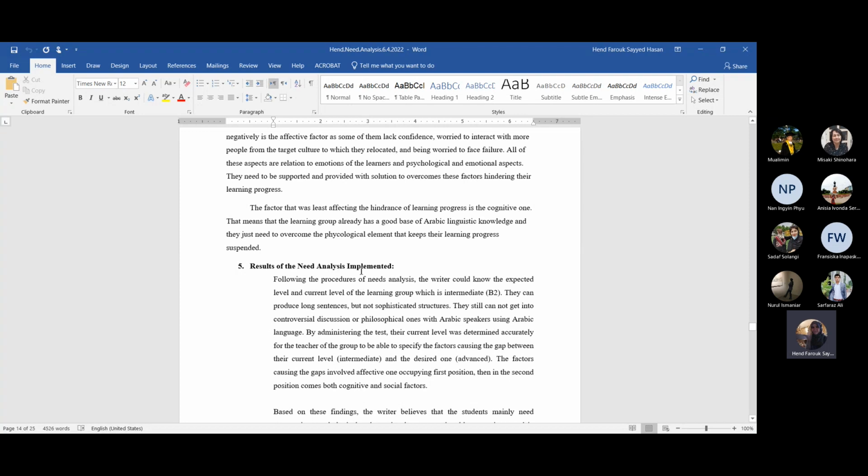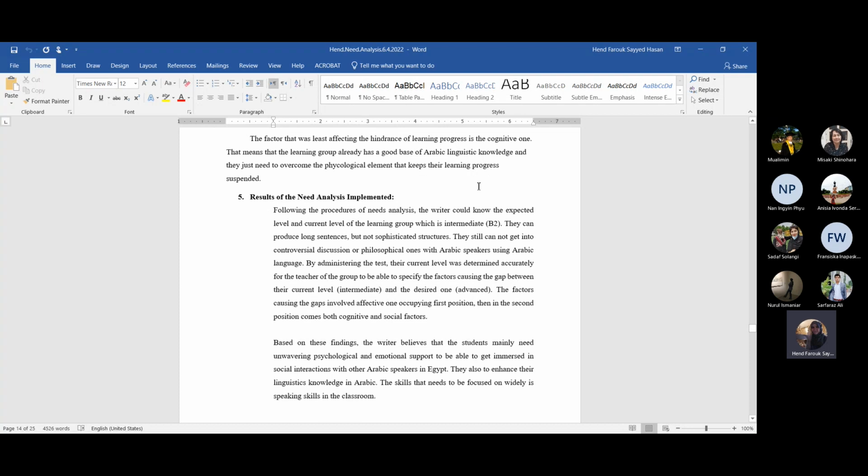So the results of the need analysis, following the procedure of need analysis: the writer concluded that the expected level and the current level of the learning group, which is intermediate B2, is that they can produce long sentences but not sophisticated structure. They still cannot get into controversial or philosophical discussions with Arabic speakers using the Arabic language. By administering the test, their current level was determined accurately, for the teacher of the group to be able to specify that they need to be advanced.